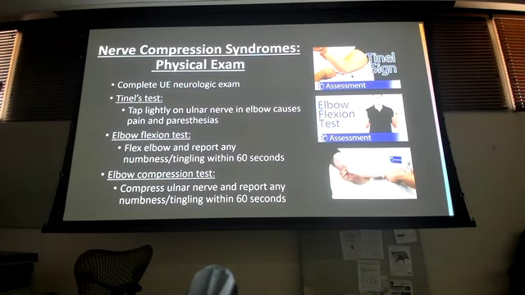So you're basically compressing it, and you're telling the patient again, tell me what you feel, when you feel it, and where you feel it. And you're trying to see what distribution they feel it in, correct? We talked about the ring and small finger, correct? Yes? Okay. All right, good. All right, so are we on the same page?